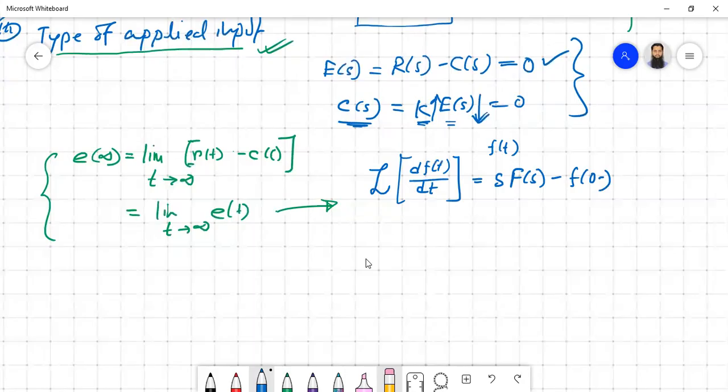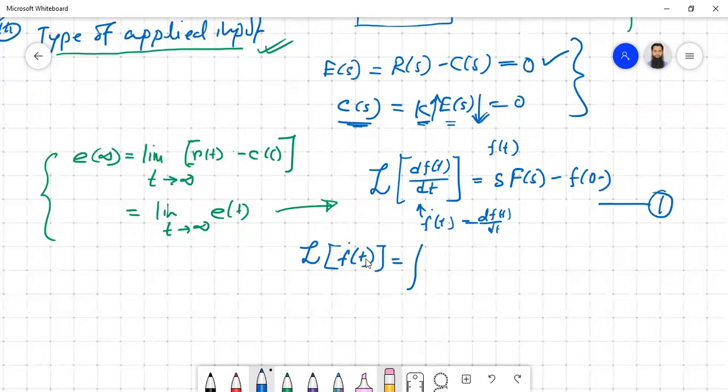Now, if you try to apply, this is already known, say this is 1. So you have to apply the actual Laplace transformation. Sometimes this is also represented as f dot t. F dot t is nothing but d f(t) by dt. So we can just write it here as a notation. If this is the case, then in the Laplace domain, integral from 0 minus to infinity of f dot t e to the power minus st dt.